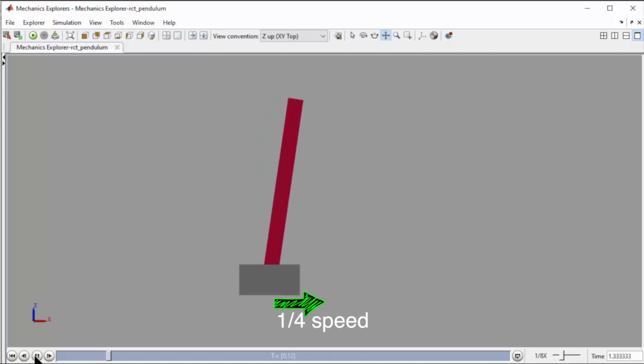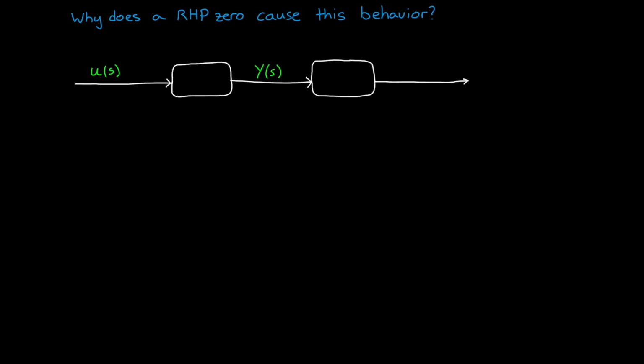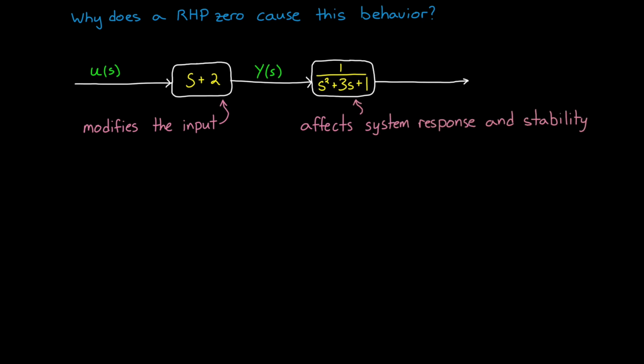Now, the question you might have is, why does a right half plane 0 cause this strange negative direction behavior? Well, let's take our transfer function from earlier, s plus 2 over s squared plus 3s plus 1, and break it into two parts, the numerator and the denominator. In this way, it's easier to see that the numerator, or the zeros, affect the input into the system, and the denominator, or the poles, affect the response and the stability of the system. So the input is modified in some way by the zeros first, before being affected by the poles.